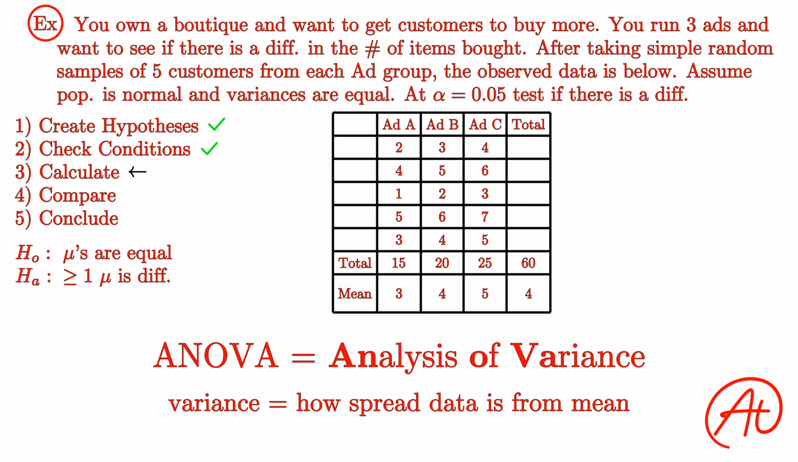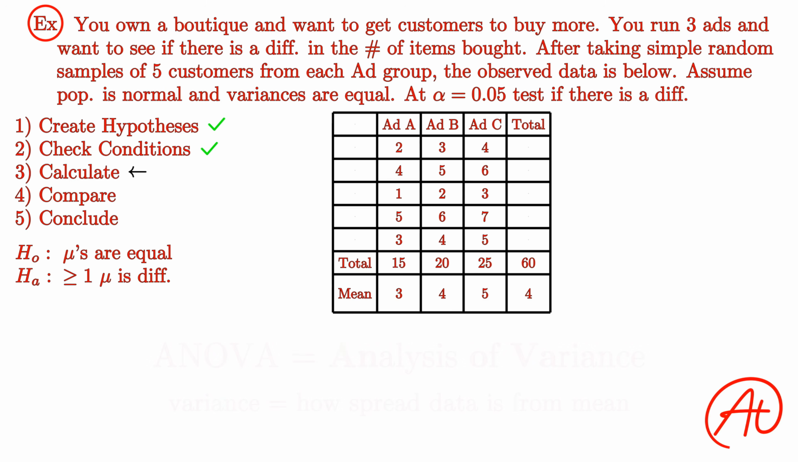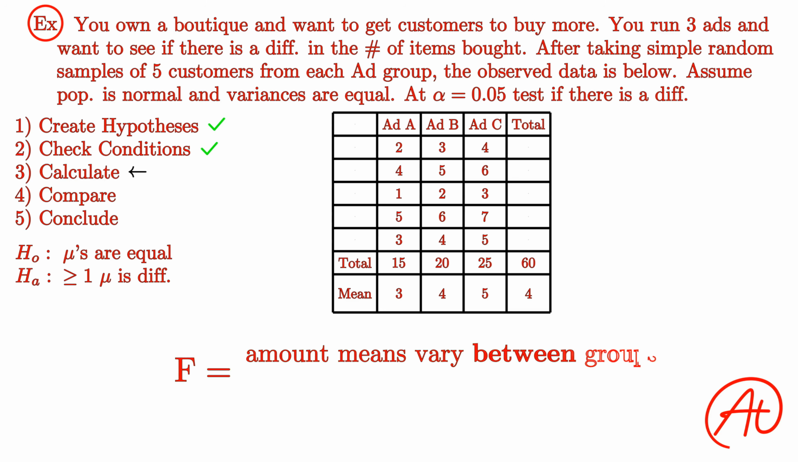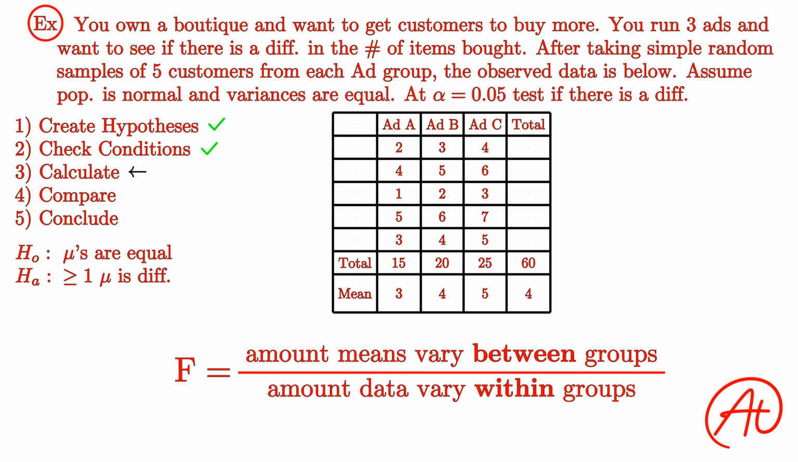For our example, we want to see how much the average number of items purchased varied between the groups of customers that saw the different ads, and compare that to how much the data varied in general within our specific groups. And that is exactly what the F-statistic gives us. The F-statistic is a fraction that takes the amount that the means vary between each of our different groups and divides that by the amount that the data points vary within our different groups.